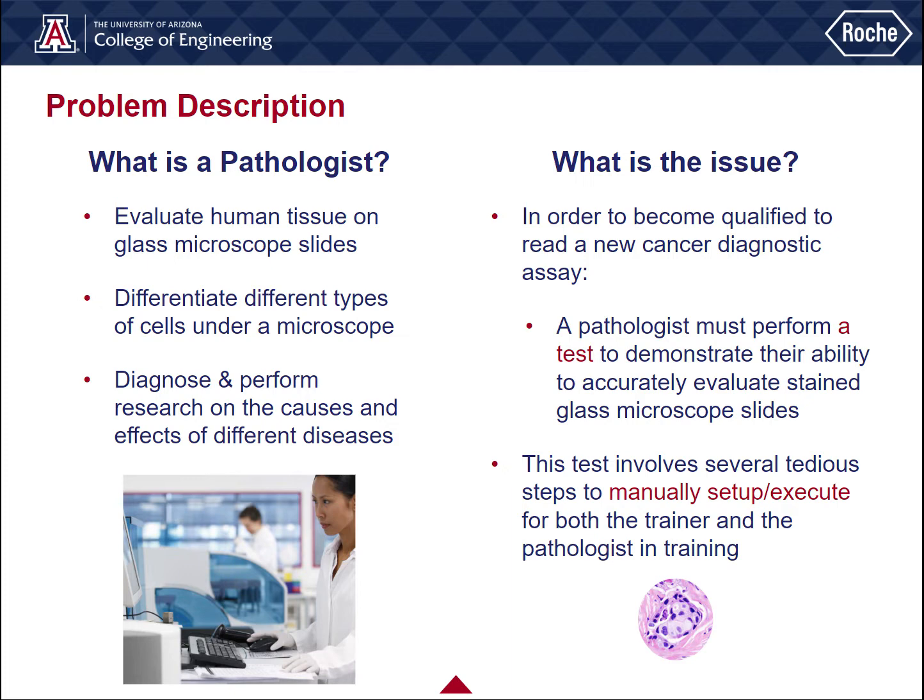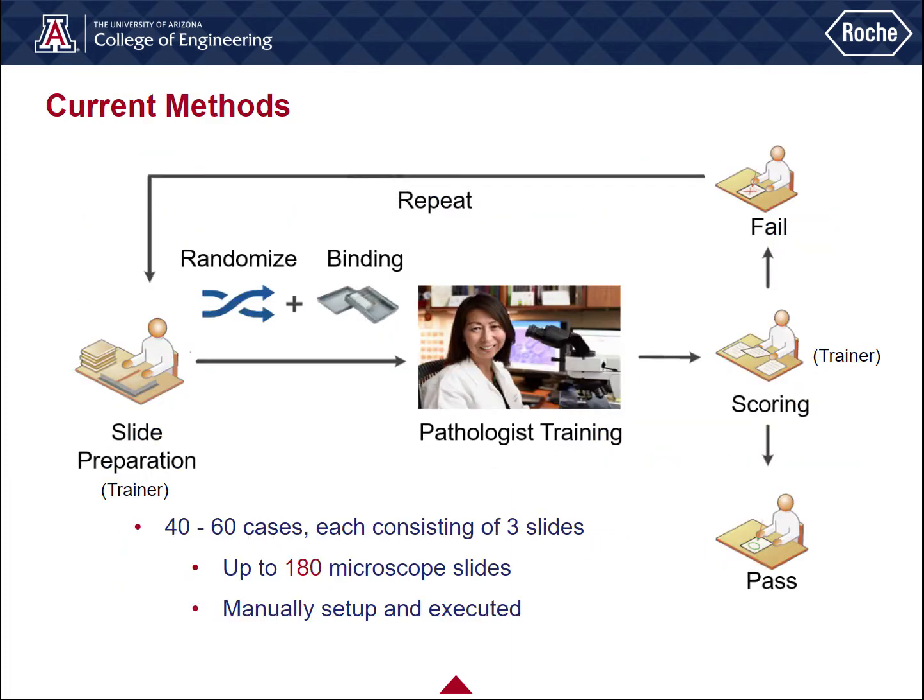The current test involves several steps to set up and execute for both the trainer and the pathologist taking the test. This figure explains how the current test is set up and performed. The trainer must manually arrange and randomize 40 to 60 cases of slides, with each case consisting of 3 glass slides. All of the slides are then sent to the pathologist to perform their examination. When finished, the pathologist's answers and all of the slides are then sent back to the trainer to decide if they pass or fail. If the pathologist fails, the process is then repeated again.